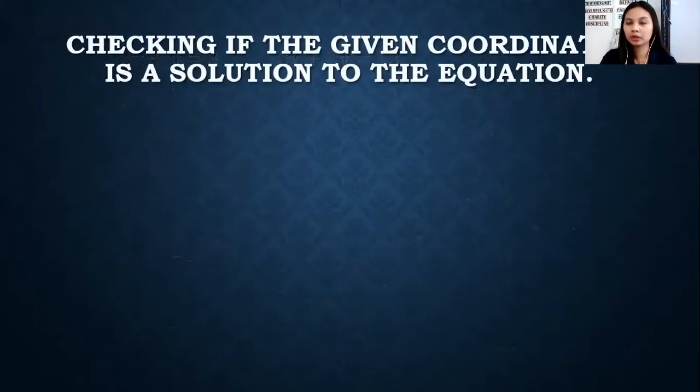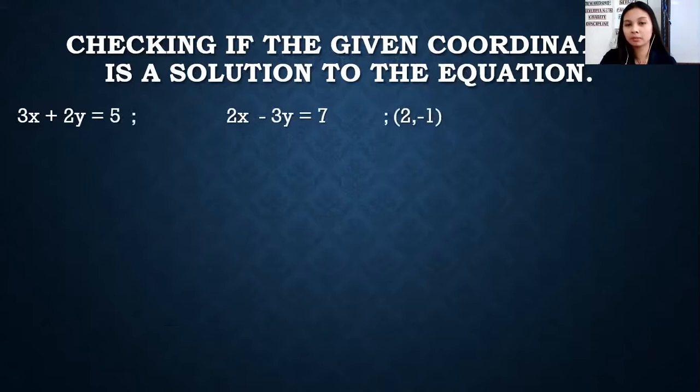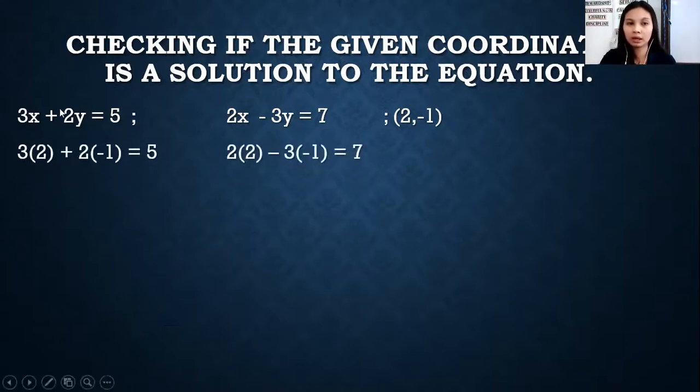Next, so checking if the given coordinates is a solution to the equation po. Okay? So dito naman, madali lang siya. Given na si coordinates, ayan, 2 and negative 1. You just need to substitute the given points to our equation to know if the given points is a solution for them. Okay, ayan, sinubstitute ko lang po ha. Baka nagtaka kayo saan nawala yung x and y. Ayun na nga po. Pinalitan ko na, di ba, ang x natin is 2, ang y is negative 1.